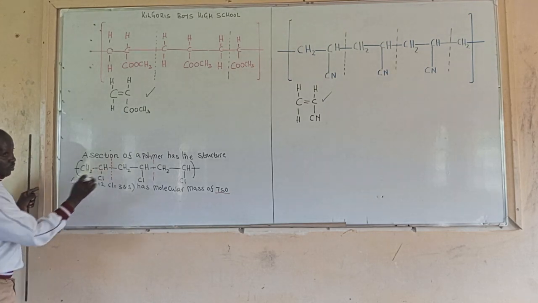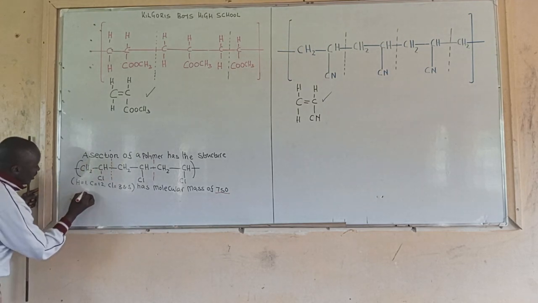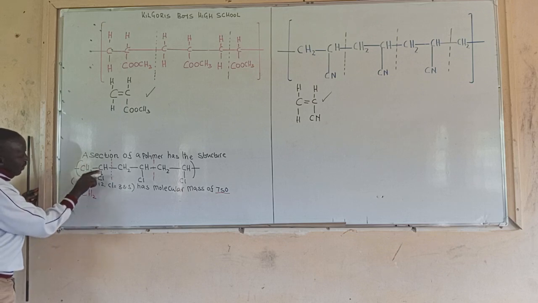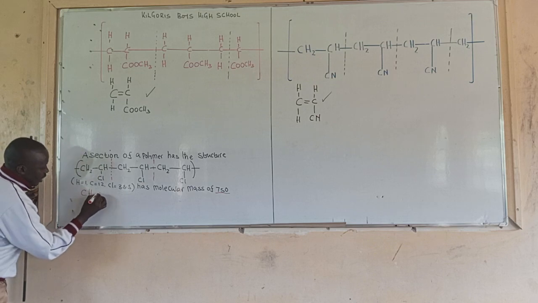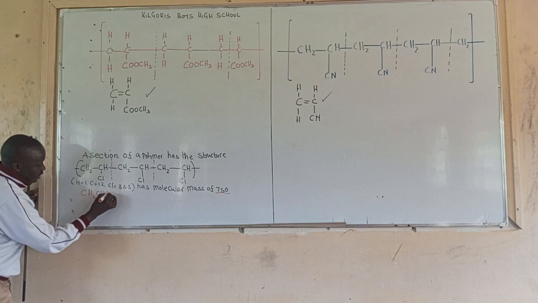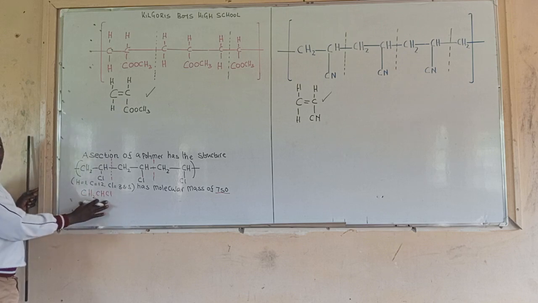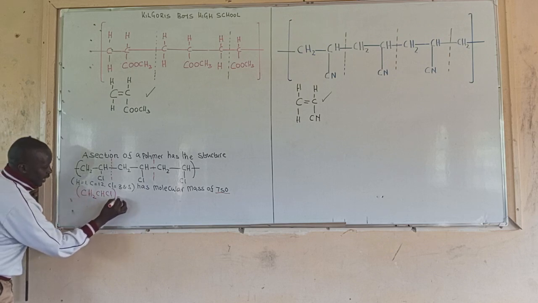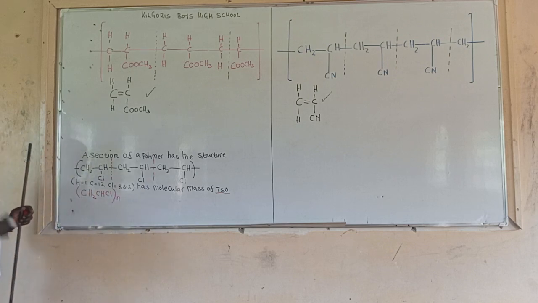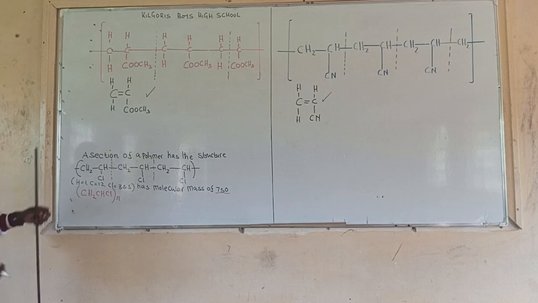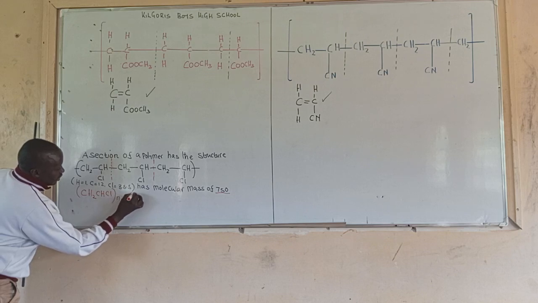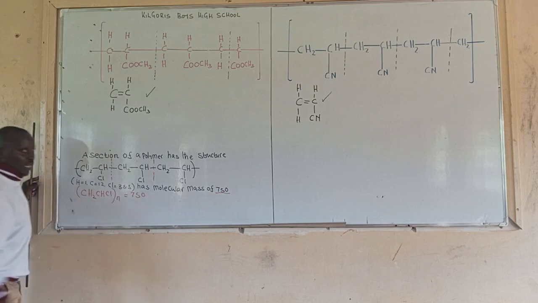So if we come up with a monomer from here, we have a C, then H2, and then we have CH, and then chlorine. I've used this condensed structure. Now if you multiply by n, where n is the number of monomers, millions and millions of monomers which you can combine to form this polymer, this will give 750.